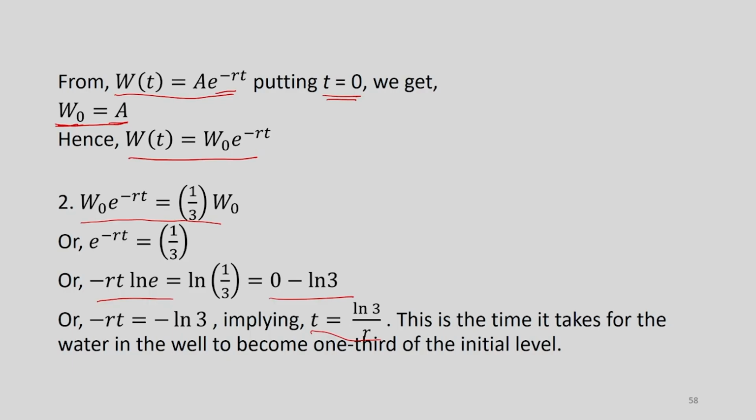What is the meaning of this answer? Okay, this is the time it takes for the water in the well to become 1/3 of the initial level. Why am I saying that? Because look at the thing that we started with. This left hand side is the water in the well, and on the right hand side I have 1/3 of the initial level. So solving this I am getting t. That t is nothing but the time it will take for the water in the well to become 1/3 of the initial level.